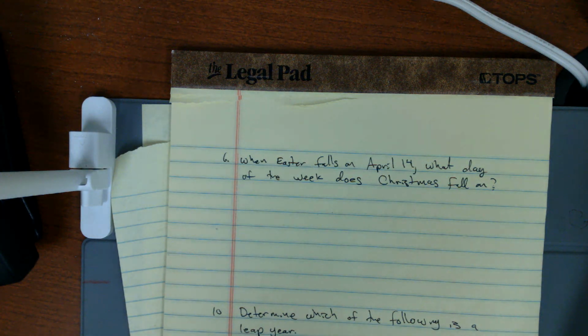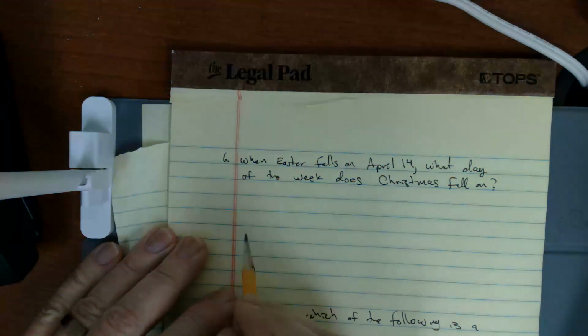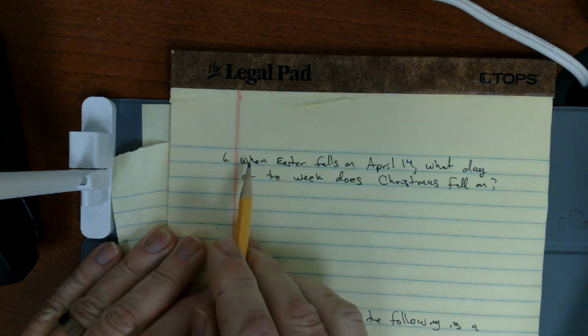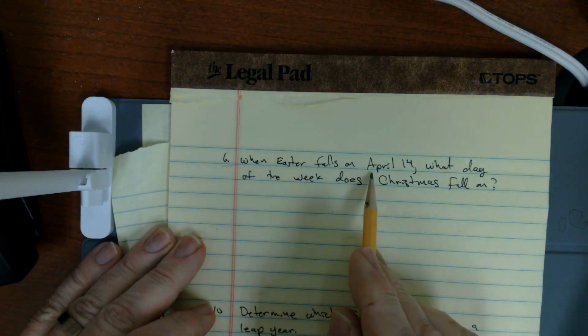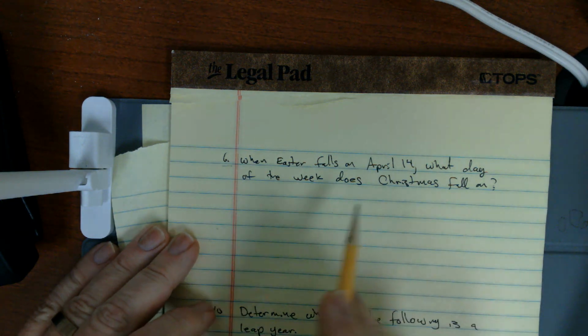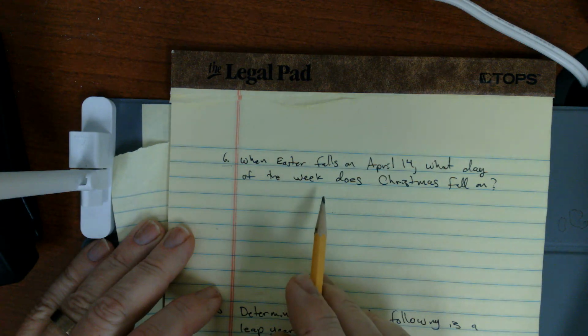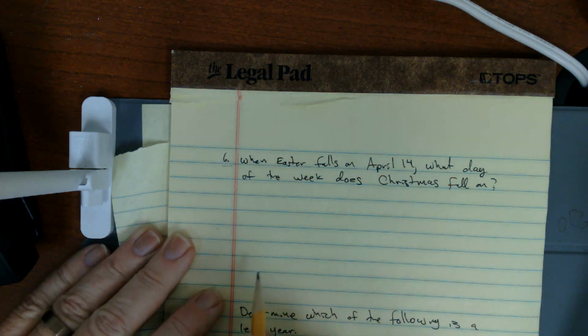Okay, the easiest way to do this is not necessarily the most elegant. So let's start in on problem number six. When Easter falls on April 14th, what day of the week does Christmas fall on? Well, I'm going to first count the number of days between Easter and Christmas.